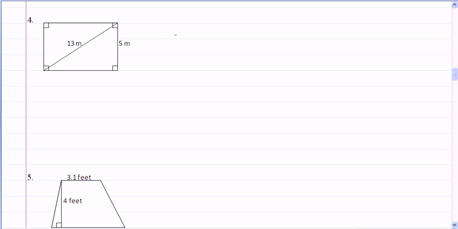For number 4, we have a rectangle, and the formula for the area of a rectangle is base times height. Now in this problem, the height is given, the height is equal to 5, but our base is not given. This side here is our base. And this diagonal that's drawn forms a right triangle.